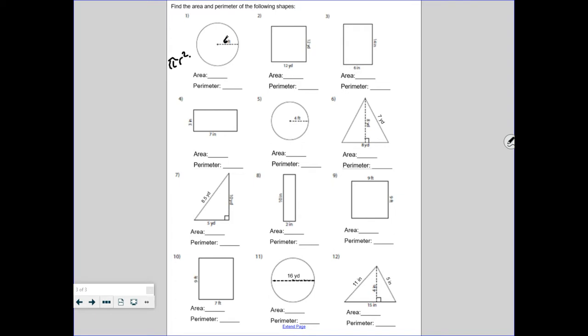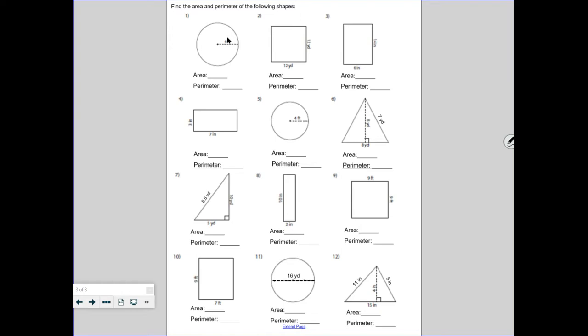Okay, so area equals pi times 6 squared. Okay. 6 squared is 36, so pi times 36. And most of you have a calculator that has a button for pi, so I do want you to use the button for pi because that's more exact. So pi times 36 gives you this really crazy number.